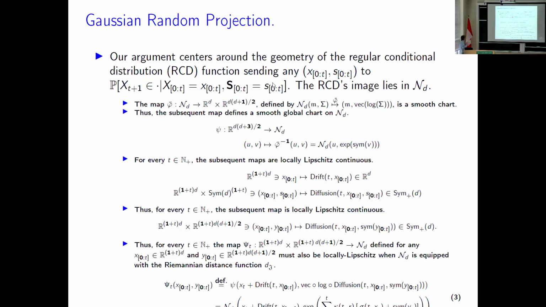That the map that sends this point to this conditional distribution, the image belongs to ND, okay. So this is the only thing; I'm not going to go into the details, but if you are interested, the slides will be available so you can have a look.